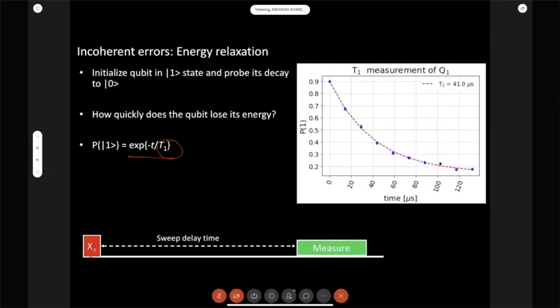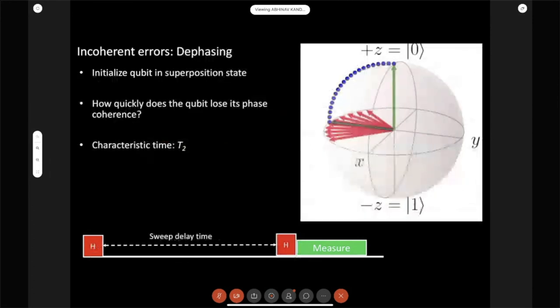The other relevant time scale is something called T2, which is addressing dephasing. If you prepare your qubit in a superposition state, which you can do by a pi over 2 pulse, a pi over 2 rotation, it's a measure of how quickly a qubit loses its phase coherence. Once it's in that superposition state, over time it's going to evolve and lose its phase information. So the experiment you do is you initialize in the superposition, you wait for a certain amount of time, you try and bring the qubit back to its original state, and then you measure. You're going to measure a decay once again, and you can fit an associated time scale, and that's going to be T2.